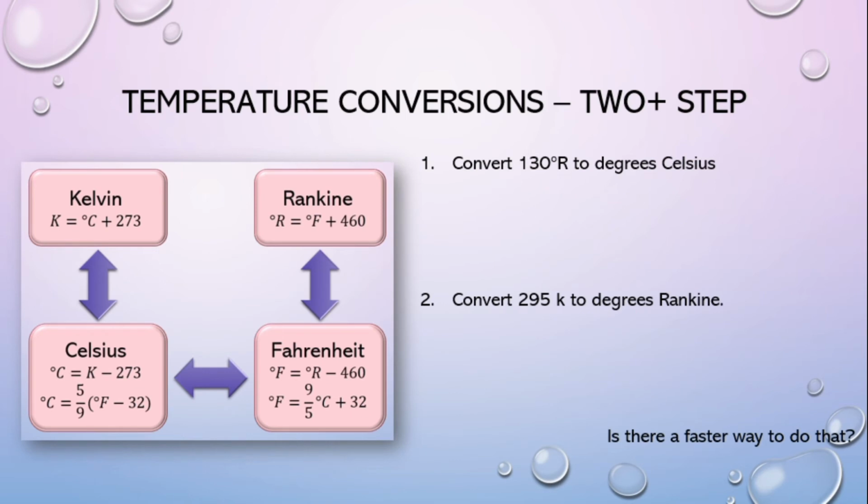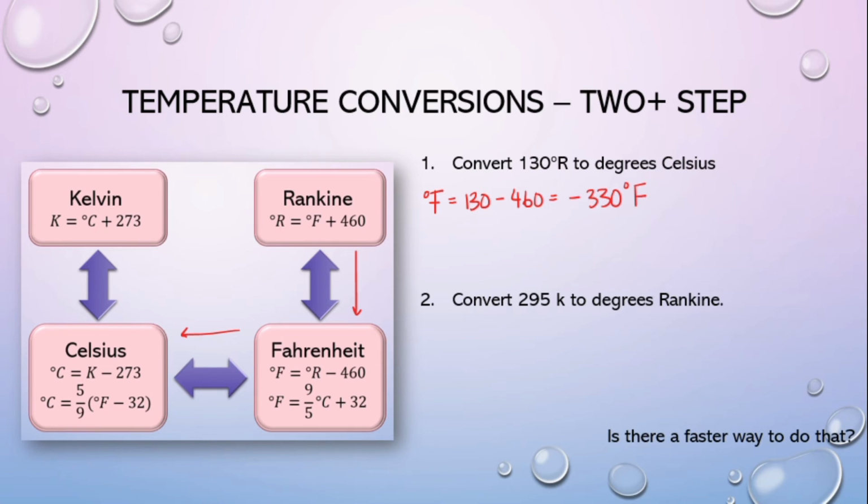So let's use our little diagram to do some math here. I'm going to start with number 1. I want to go from Rankine to Fahrenheit to Celsius. So step 1, we're going to take 130 degrees Rankine and change it into degrees Fahrenheit. I see that my formula to find degrees Fahrenheit is to take the temperature in Rankine and subtract 460. Don't drop negatives. Trust your calculator. And we're going to get negative 330 degrees Fahrenheit.